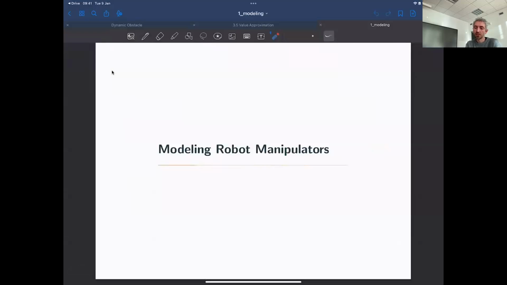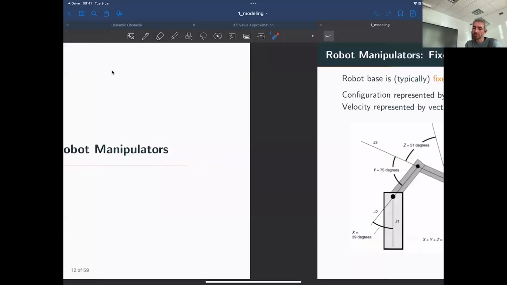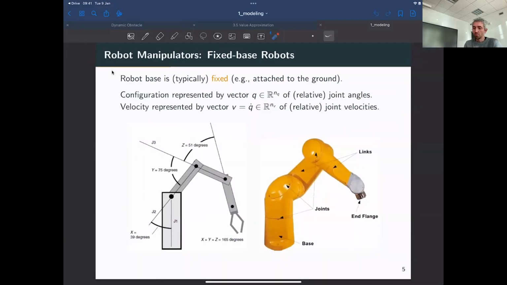Okay, so let's discuss how you model a robot manipulator. So for robot manipulators, these are systems that are attached to the ground or to a table or to a structure, whatever, which makes their base fixed. So the base doesn't move. That's the assumption. So we're going to represent the robot as a sequence of links, so rigid bodies, which are attached to each other by joints. So the joints are the points basically around which the system can rotate.